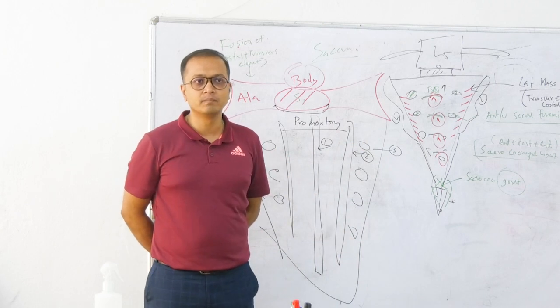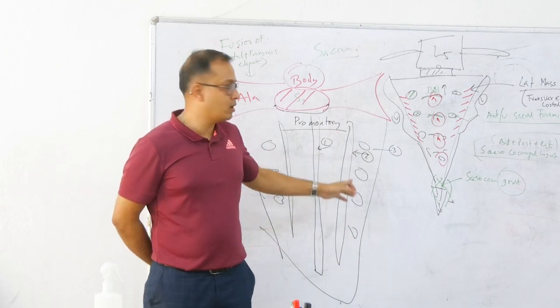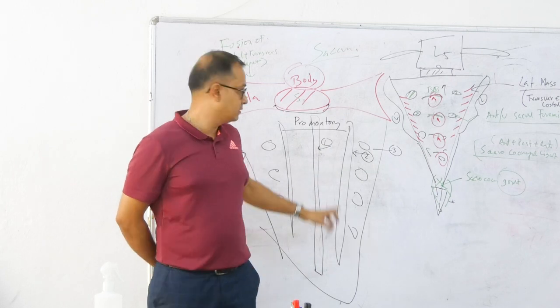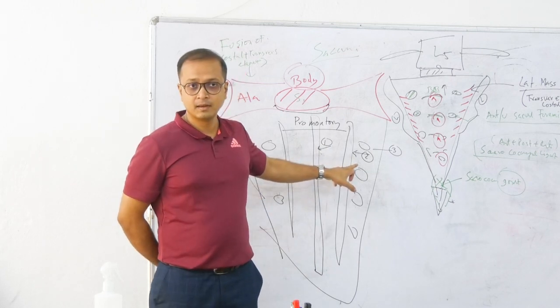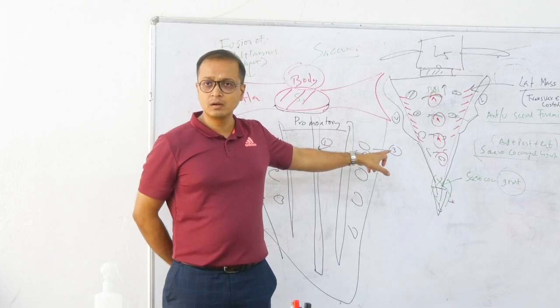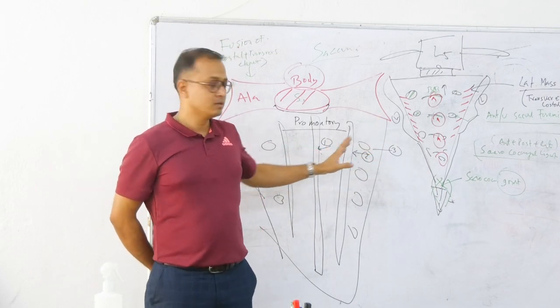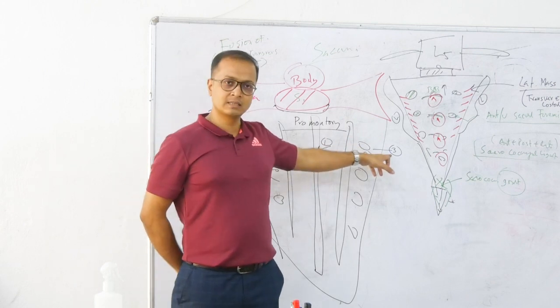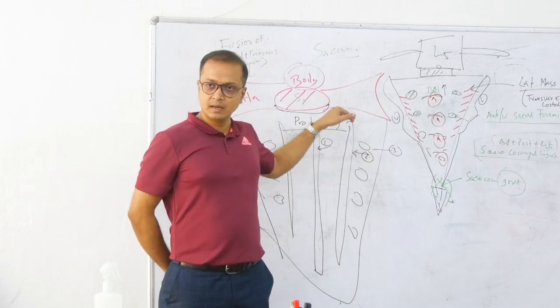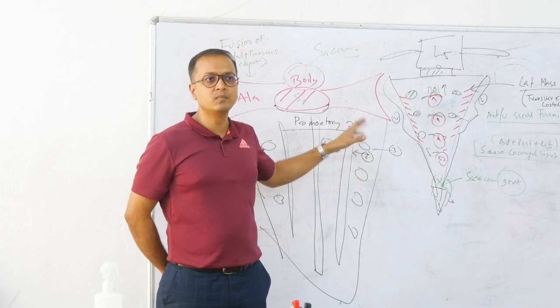How are we going to number them? Medial, the medial sacral crest. Next one, intermediate. And the third one, lateral. So that's how we're going to name this, medial to lateral. So the medial sacral crest and lateral sacral crest are the two extremes, and in between we call the crest the intermediate sacral crest.